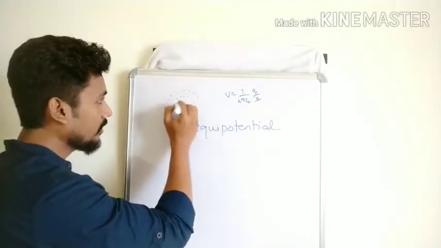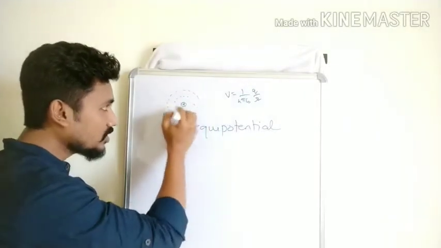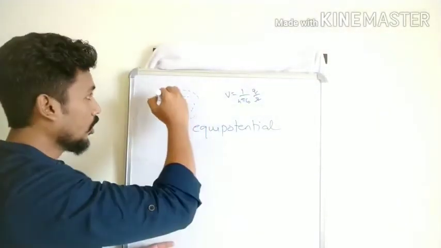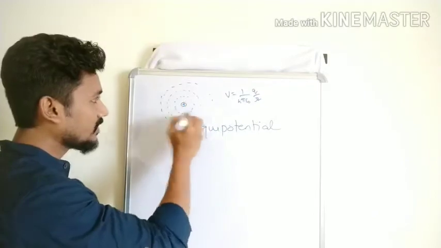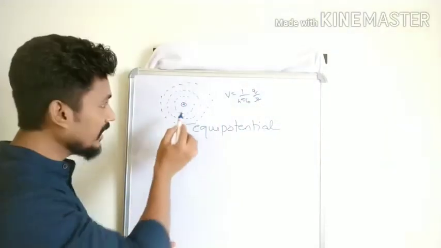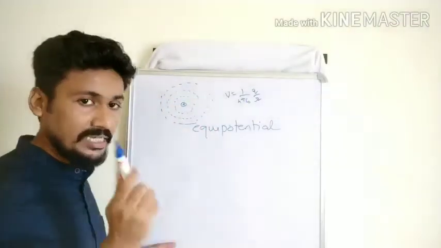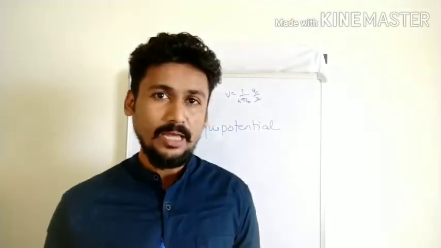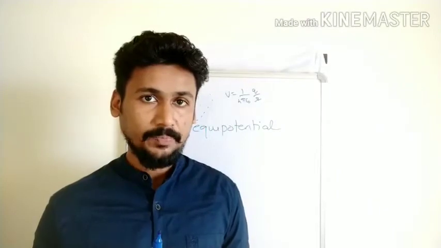We can make one that has a smaller radius. Now this is also one equipotential surface. Or we can make one that is larger. So due to a point charge, the equipotential surfaces are going to be spherical in nature. I hope that concept is clear.